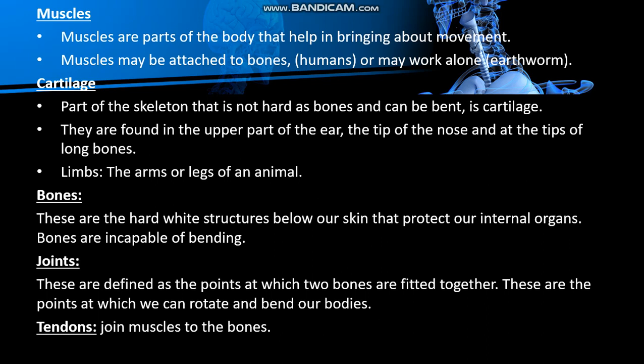Limbs, the arms or legs of an animal. Bones are the hard white structures below our skin that protect our internal organs. Our bones are incapable of bending. So to join the bones, we need joints. Joints are defined as the points at which two bones are fitted together. These are the points at which we can rotate or bend. Tendons join the muscles to the bones.